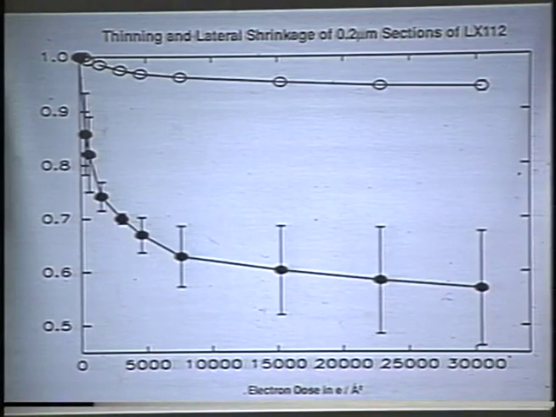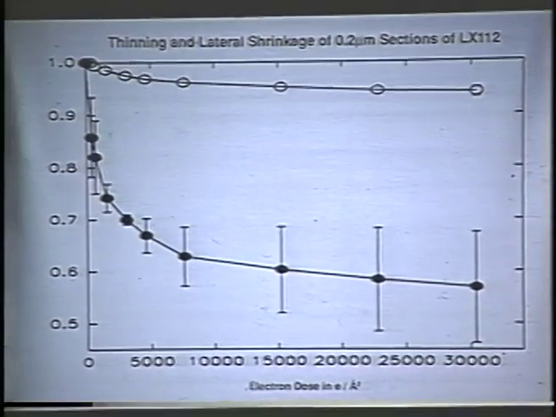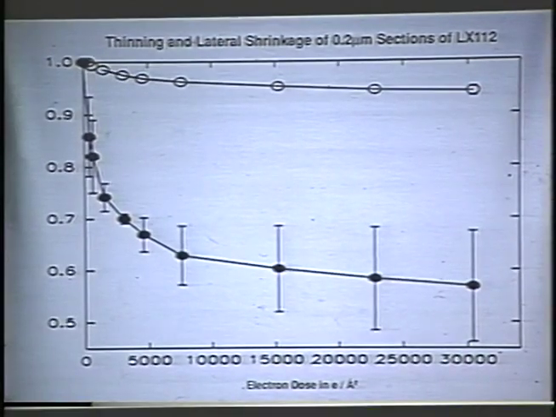So my colleagues at the HVEM facility did some experiments on thinning and lateral shrinkage with different embedments. Now, here is an example of thinning and lateral shrinkage that takes place using the embedment LX112. Here is lateral shrinkage. There's very little lateral shrinkage. There is quite a lot of thinning, but most of the thinning takes place in the first minute. So if you're going to do tomographic analysis, it wouldn't be a good idea to use LX112. But if you're just doing a study with serial sections, LX112 might be an embedment of choice. Next slide.